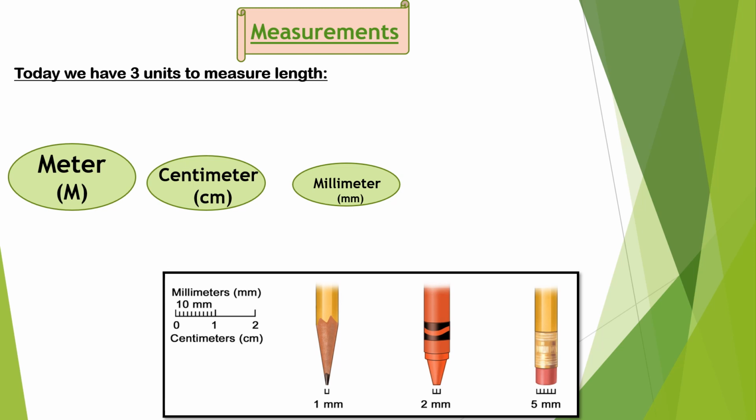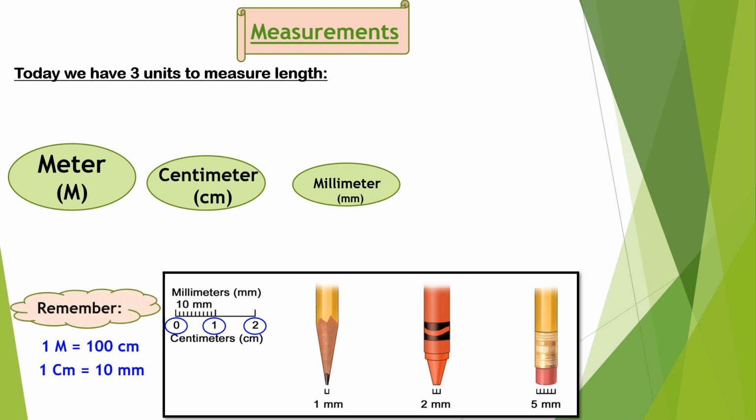What are these millimeters? Here in our ruler we find some numbers 0, 1, 2. Between each number and the other one we will find 10 dashes. Each dash and the next one, this small distance between them is called millimeter. So these 10 dashes equal 10 millimeter. So 1 centimeter equal 10 millimeter, because between each two numbers is 1 centimeter, and between each two numbers there are 10 dashes, which are 10 millimeter.